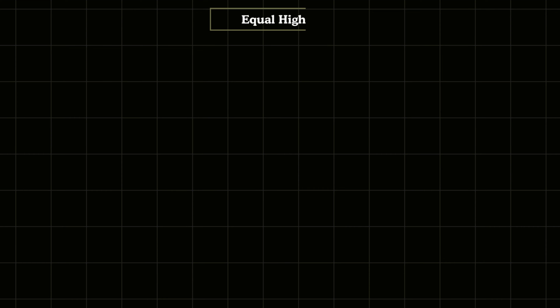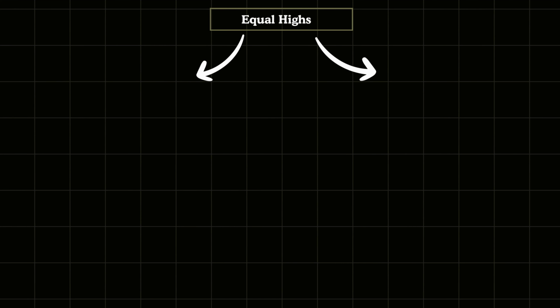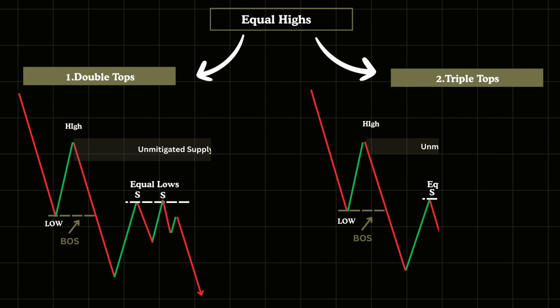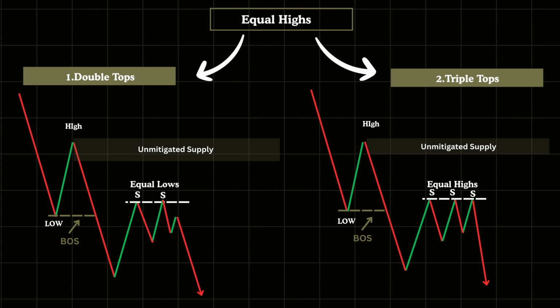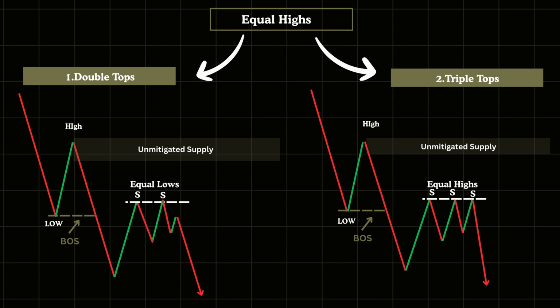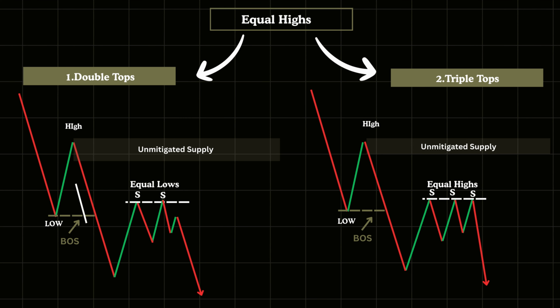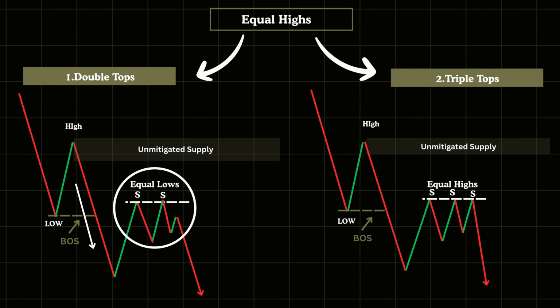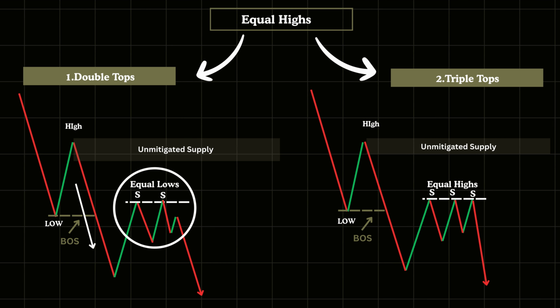Now let's flip it and talk about equal highs, which typically show up as double or triple tops. Let's look at a double top pattern first. The price forms 2 equal highs right near an unmitigated supply zone, right after breaking structure to the downside. This signals that sellers are in control, but here's where it gets interesting.